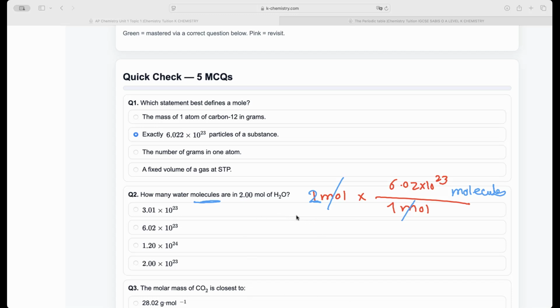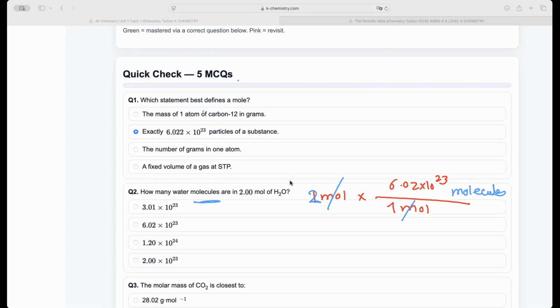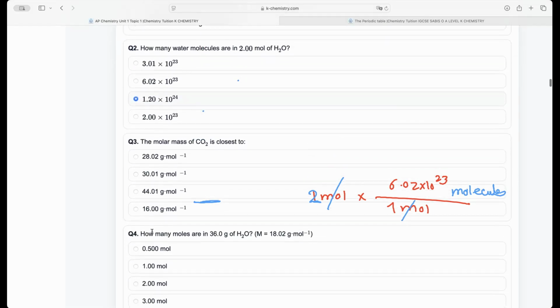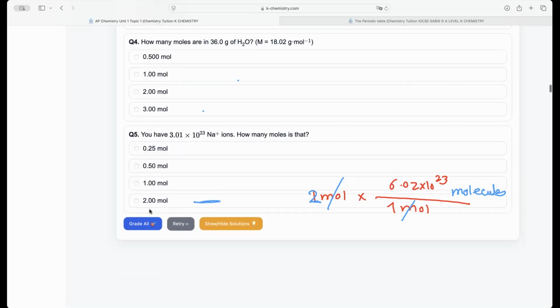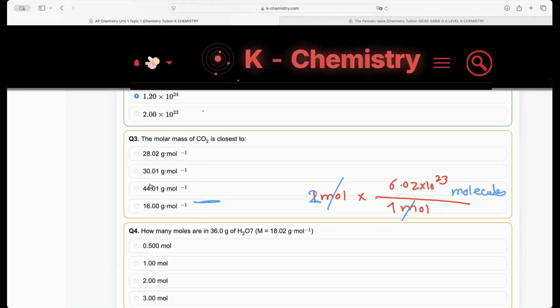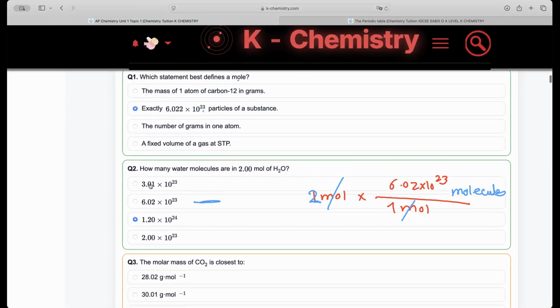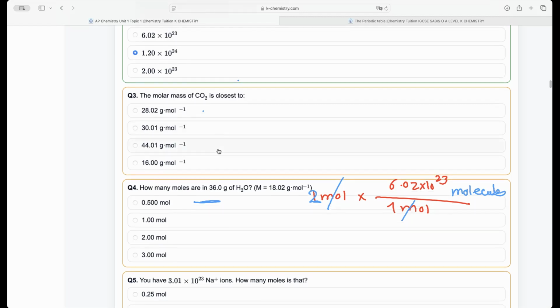Let me use my calculator. 2 multiplied by 6.02 times 10 to the power of 23 will get me 1.20 times 10 to the power of 24, which is the second. I can always find out if the answers are correct or not by grading it. You'll see that these 2 are correct until now, but these 3 are not finished.